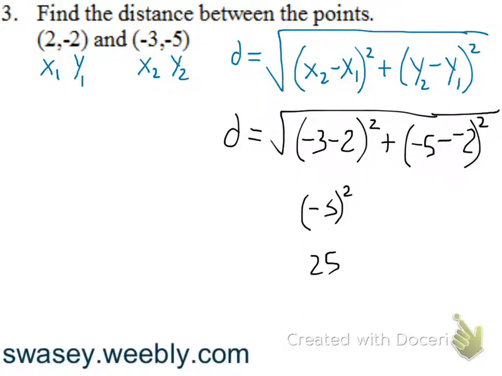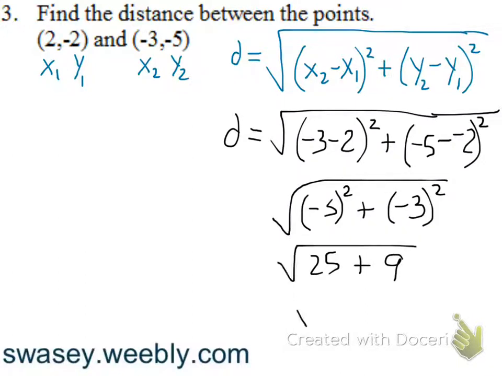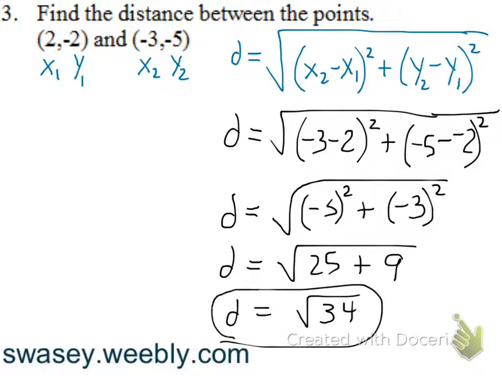And negative 5 minus a negative 2 is the same as negative 5 plus 2, that's negative 3 in parentheses squared. And so that's 9. Add those together and you get 34. So the square root of 34 is the distance between those 2 points. It does not have any perfect square factors, so you can't simplify that any.